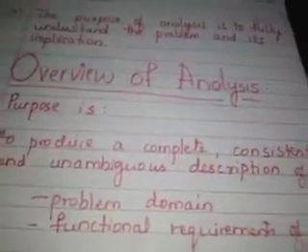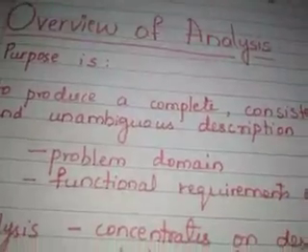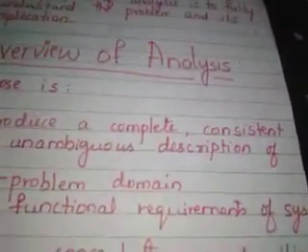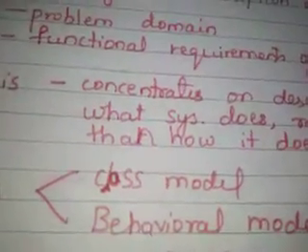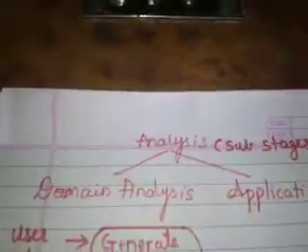That's why the purpose of the analysis is to produce a complete, consistent, and unambiguous description of the problem domain as well as the functional requirements of the system. The output of this analysis is the class models and the behavior models, which will be drawn at the end of the analysis phase. The analysis has two stages. The first stage is domain analysis and the second stage is the application analysis phase.